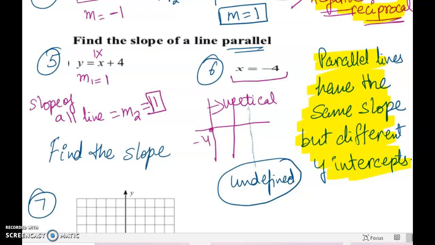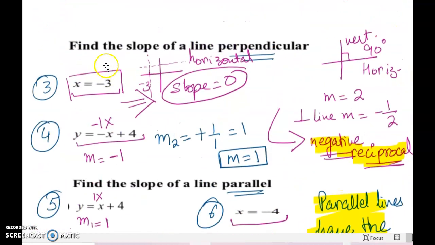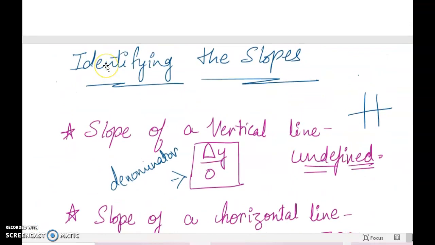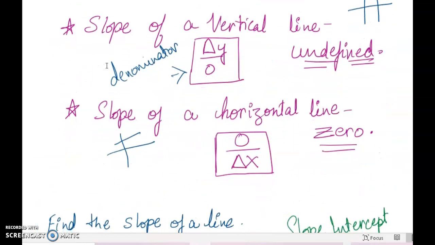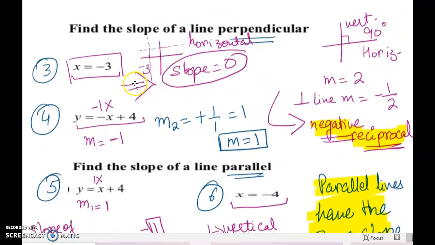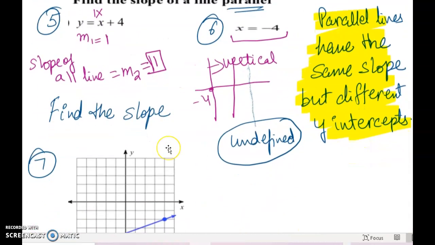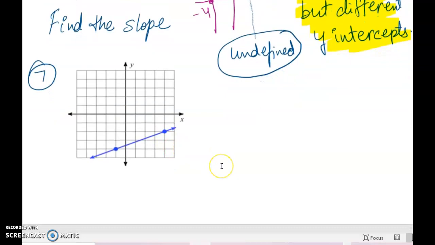That is why these two concepts that I have mentioned earlier, the slope of a vertical line and the slope of a horizontal line, understand them. Don't memorize them. Try to graph them to make it more sensible. Okay, let's try to find the slope of this line.